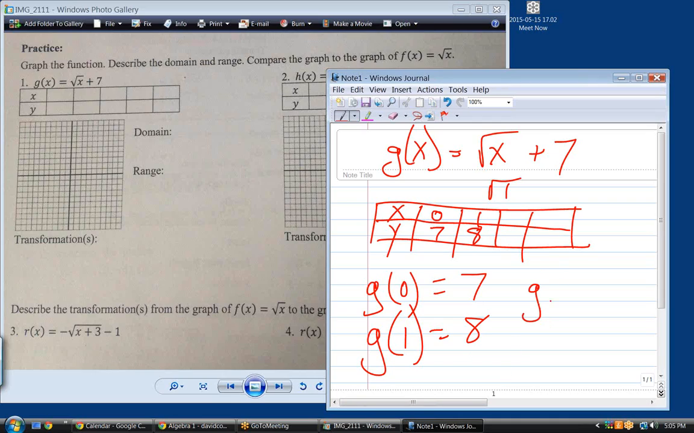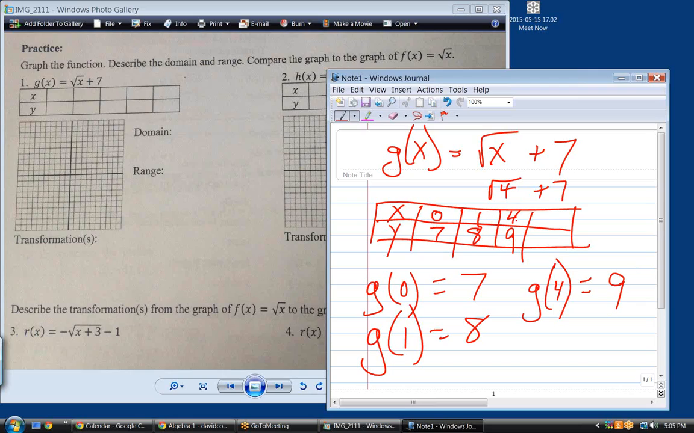Let's try g of 4. What's the square root of 4 plus 7? What's the square root of 4? Not 4 squared, but the square root of 4. Oh, 2. Okay. So 2 plus 7 is 9. So g of 4 is 9.